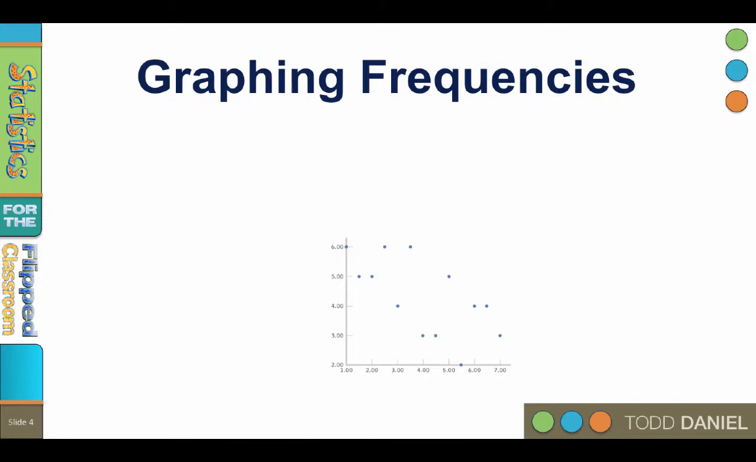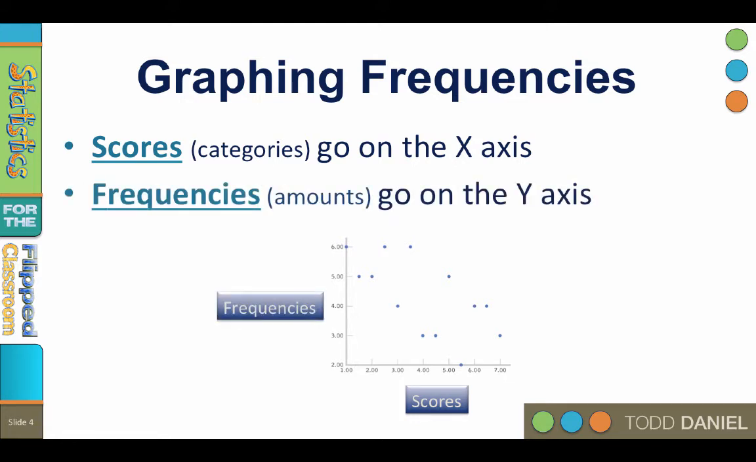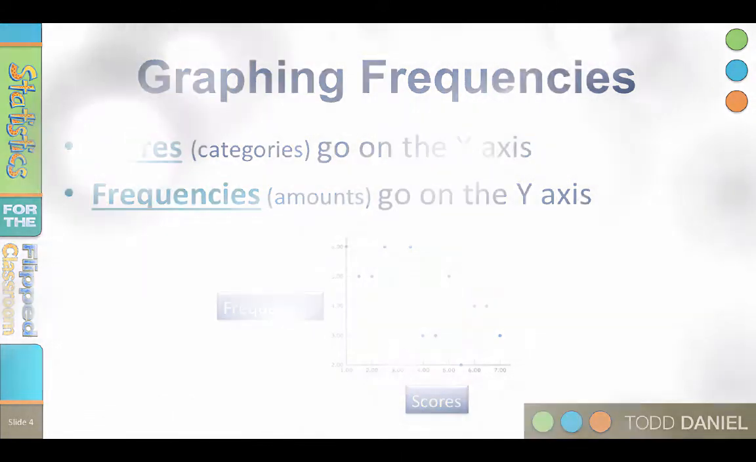Regardless of whether we are creating a bar graph, histogram, or line graph, we will follow this convention. The scores, or the categories, will go on the x-axis. If you have a categorical variable like gender or group, that variable goes on the x-axis. Frequency, or the outcome variable, goes on the y-axis. The specific type of graph that we will choose depends upon whether the data we are plotting are nominal, ordinal, interval, or ratio level.